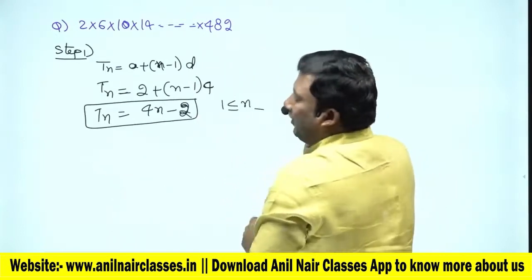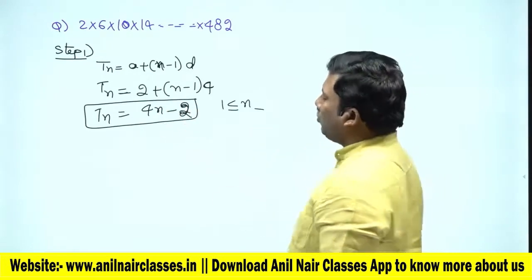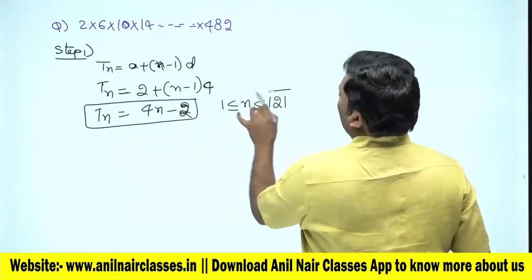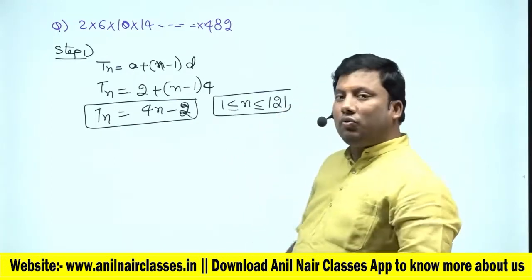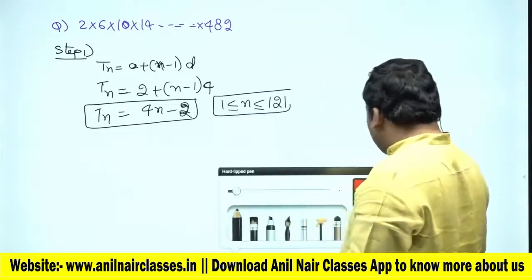So n, if it can take 121, 484 minus 2, 482. 1 less than or equivalent to n less than or equivalent to 121. So n value can move from 1 to 121. I hope the idea is clear. Very, very good question, sir.